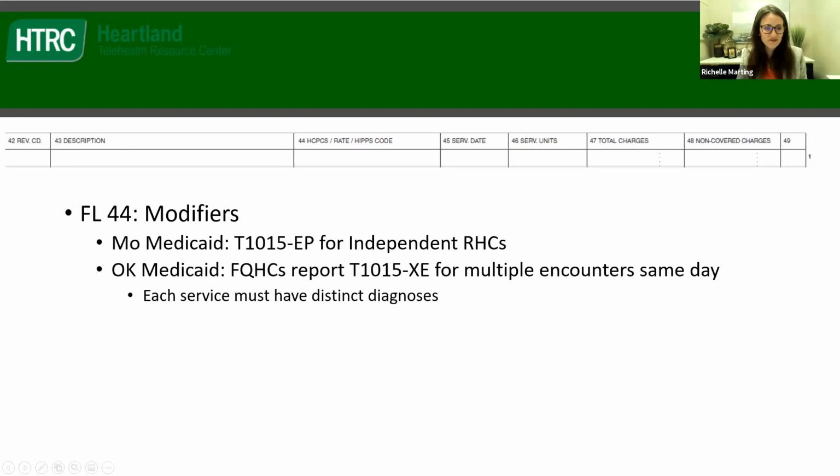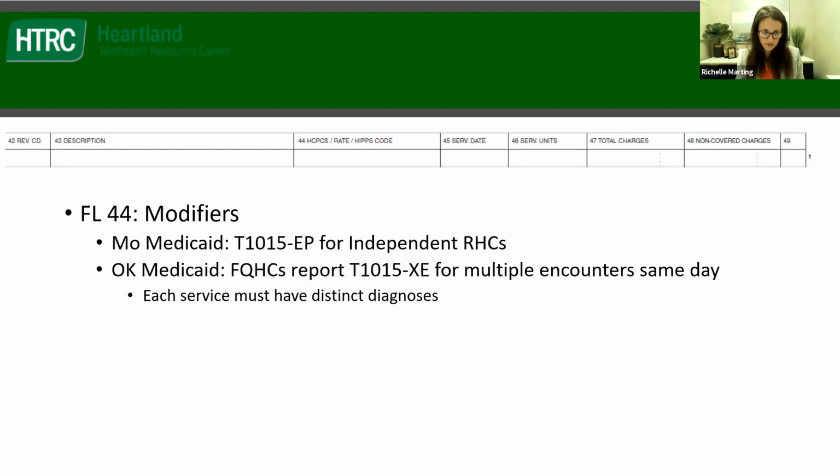Still on field 44, talking about modifiers. If you're billing to Missouri Medicaid and you're doing a telehealth service that is part of the EPSDT screening, early periodic screening, then you still report T1015 as the procedure code. And if you're an independent RHC, adding the EP modifier, which you would normally report to your preventive medicine code if you were face-to-face with a patient, still goes on the claim for Missouri Medicaid, so they can process it as an early childhood periodic screening service.